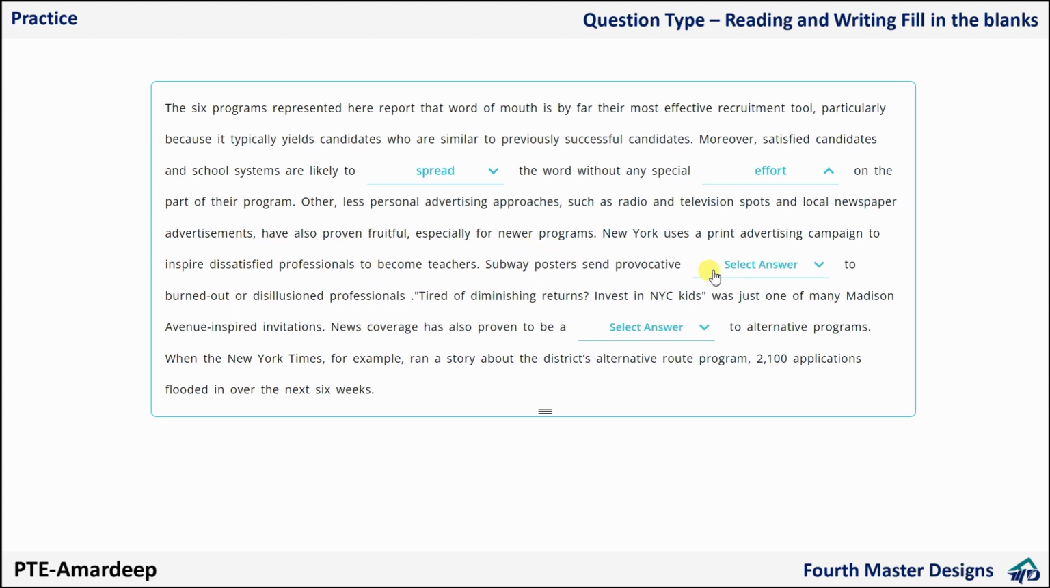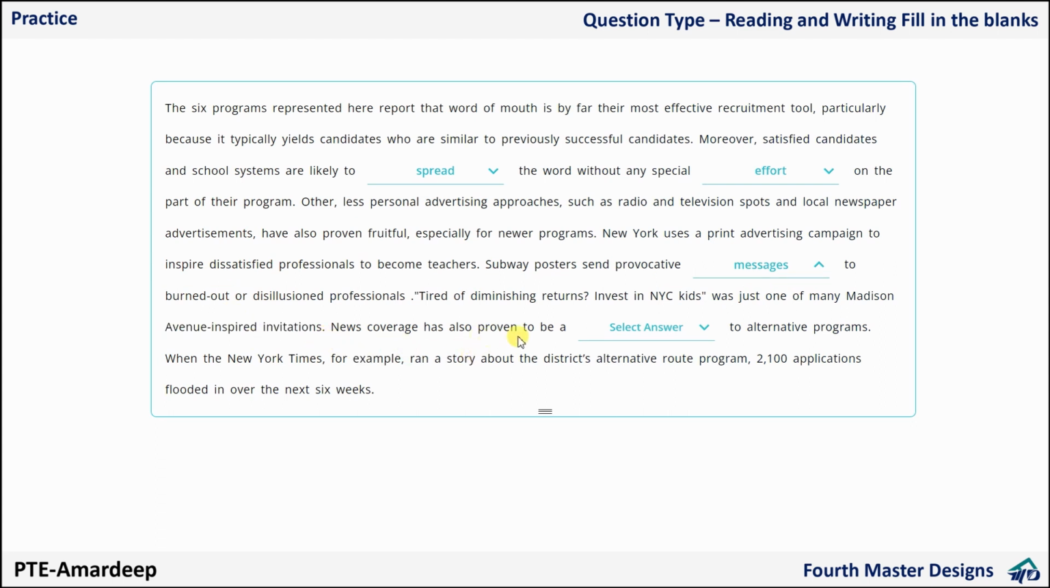Subway posters and provocative what? Messages, provocative emails, something like that. Messages, edge, reps, ages. What messages? Then, tired of diminishing returns, invest in new and NYC kids was just one of many Madison Avenue inspired invitations.